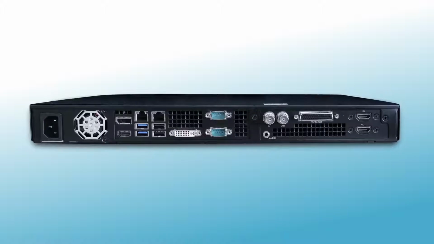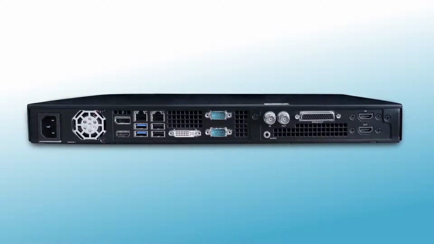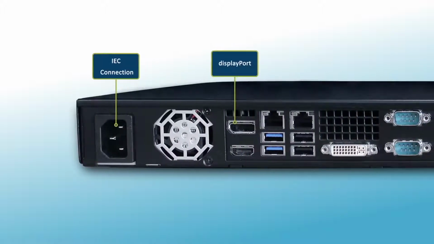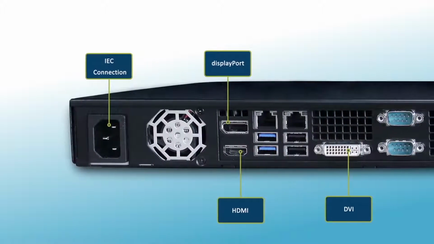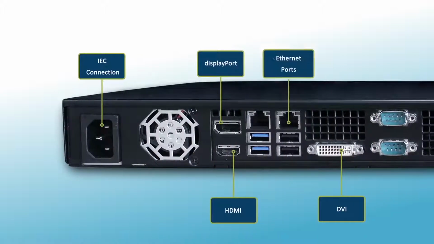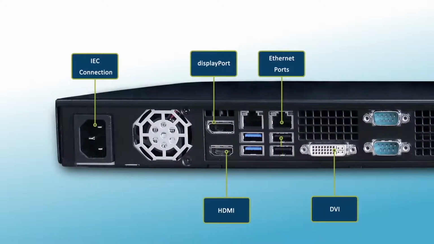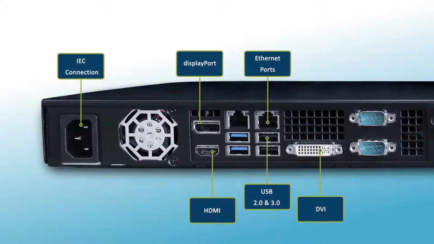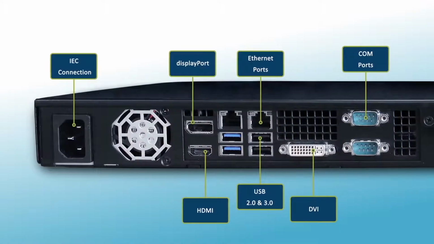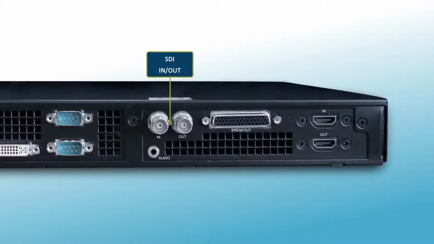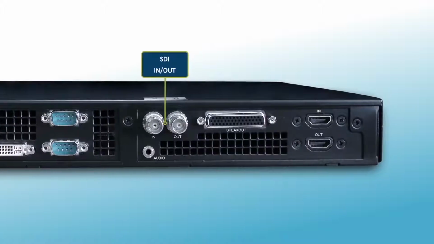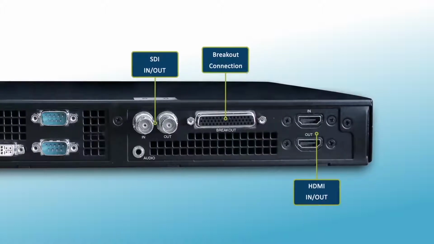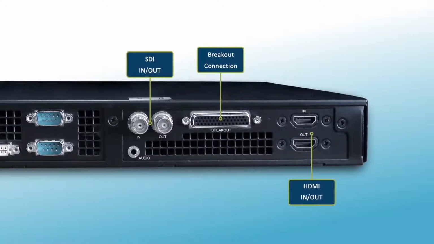Connecting the Quicklink TX is simple. You'll find the following connections: an IEC connector for powering the unit, DisplayPort, HDMI and DVI connections for output to a monitor, 2 Ethernet ports for network connection, USB 2 and 3 ports to connect a keyboard or mouse or any USB device, 2 COM ports, SDI in and out ports for professional video input and output, additional HDMI input and output, as well as breakout cable connection for audio input and output to studio.